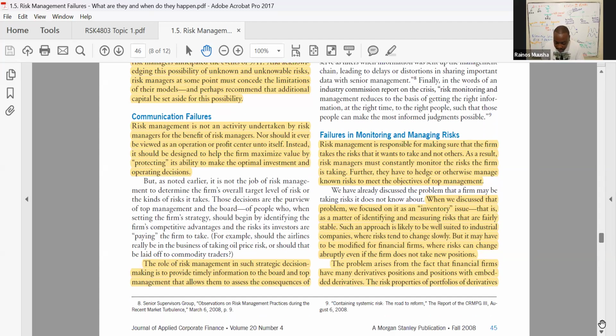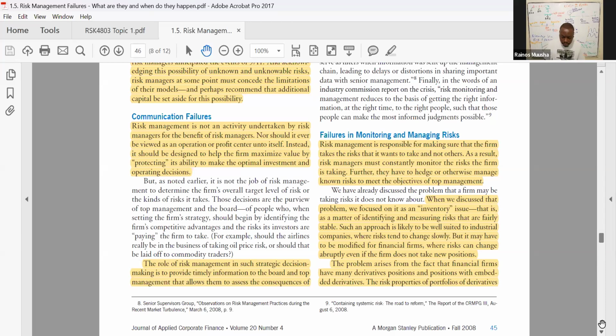So when we discuss that problem, we focused on it as an inventory issue, that is, as a matter of identifying and measuring risks that are fairly stable. Such an approach is likely to be well suited to industrial companies where risks tend to change slowly. But it may have to be modified for financial firms where risk can change abruptly, even if the firm does not take a new position.